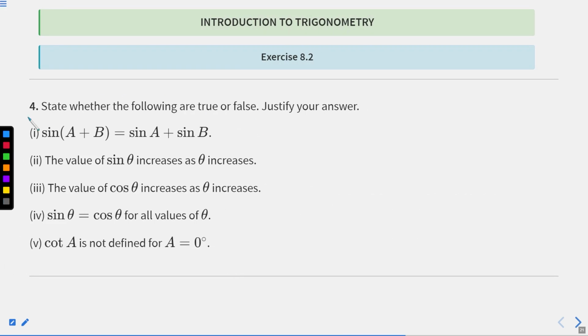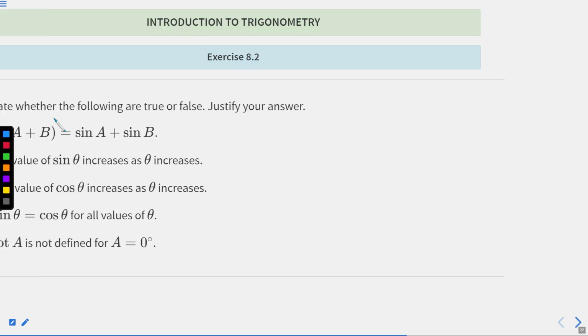Let us move to question number 4. Here we have to state whether the following are true or false, and we have to justify our answer. Let us see number 1. Here we have sine of A plus B equal to sine A plus sine B. Let us check whether this statement is true or false.